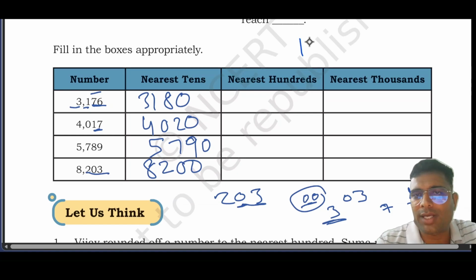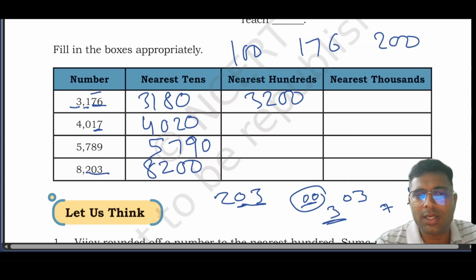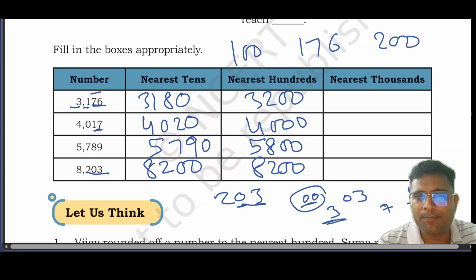Now come to hundreds, bachcho. Nearest 100 of 176 will be, we have two options again, 100 or 200. So 200 is more near, so it will be 3200. Here it will be, bachcho, 4000, and in this case, bachcho, it will be 5800, and it will be 8200.